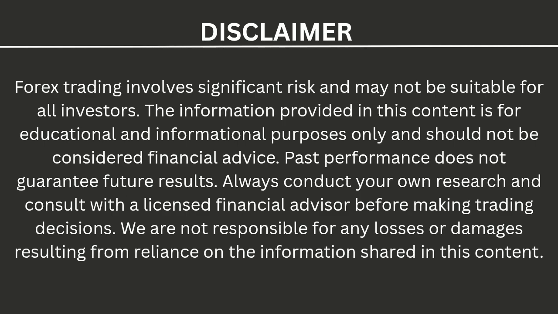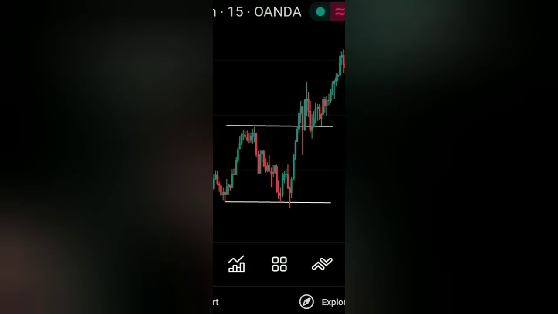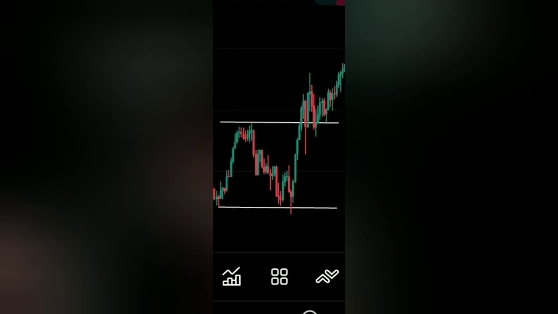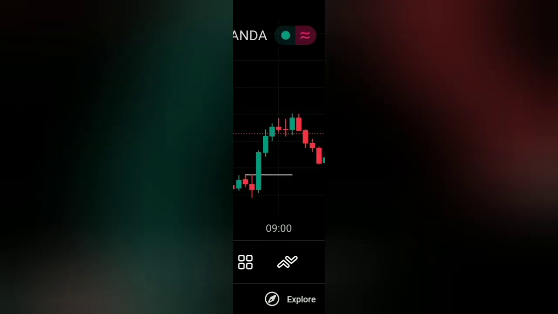First of all, let's talk about the two main entry models we'll be comparing in this video: the Stop Hunt BMS RTO entry strategy and the Engulfing Candle entry strategy.